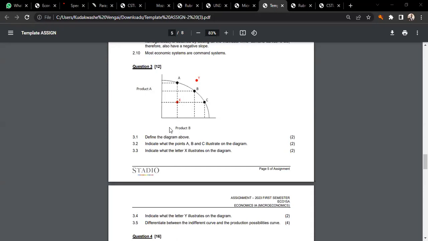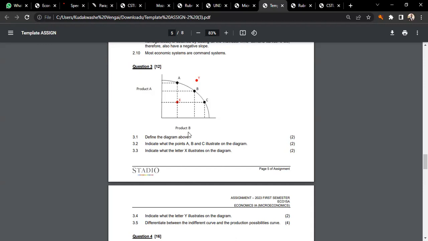What is the diagram that you see on your screen? And I get excited because I've just been talking about what the diagram is some moments ago. All right, but for the sake of time, let me just redefine it again. So basically, this is a production possibility frontier. And by definition, it shows the maximum amount of goods that can be produced within an economy if all the resources are fully utilized. So basically, it's showing the maximum potential that an economy is able to achieve if all the resources are fully utilized in terms of the production of product A and product B. So that is just the general definition of a production possibility frontier. Then 3.2 is stating that indicate what points A, B, C illustrate on the diagram.